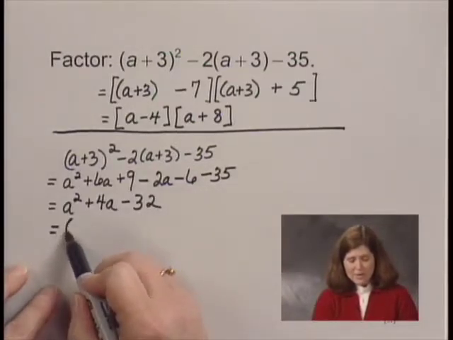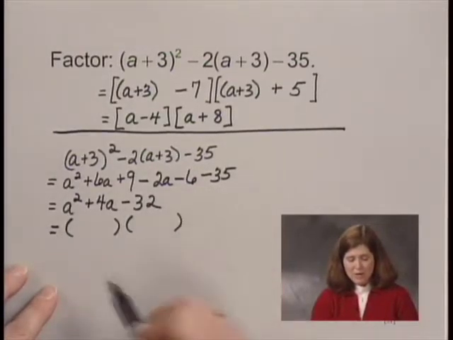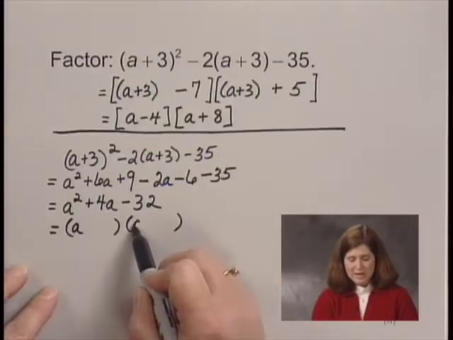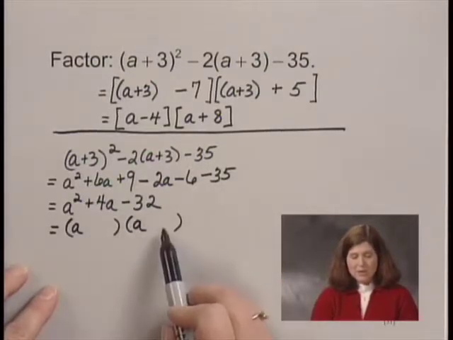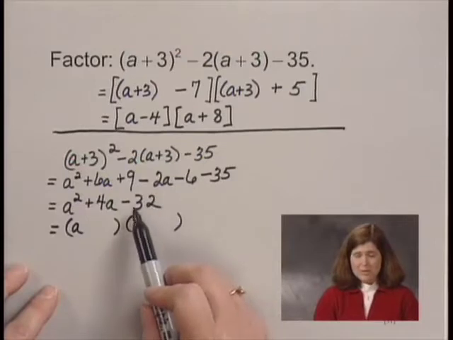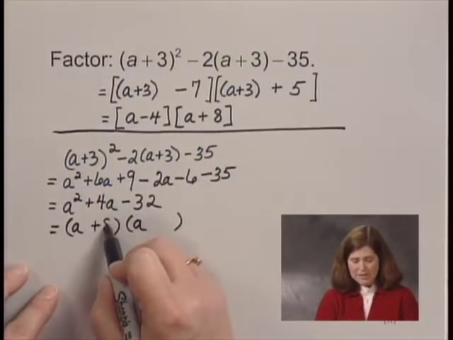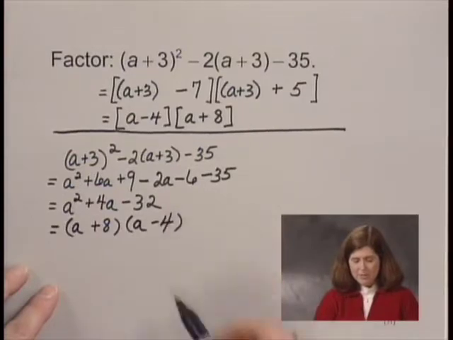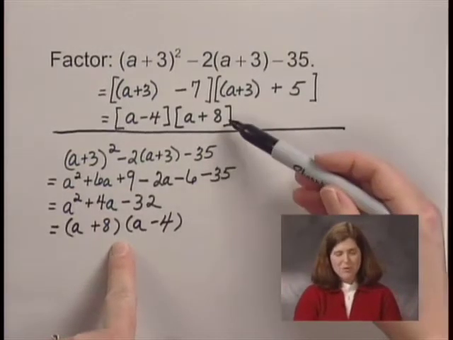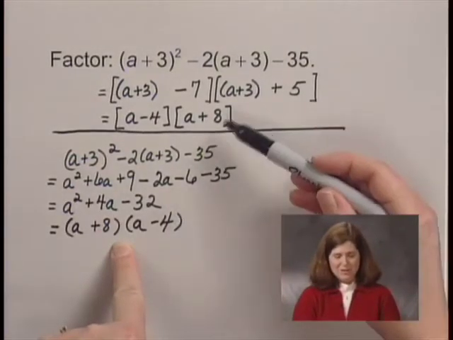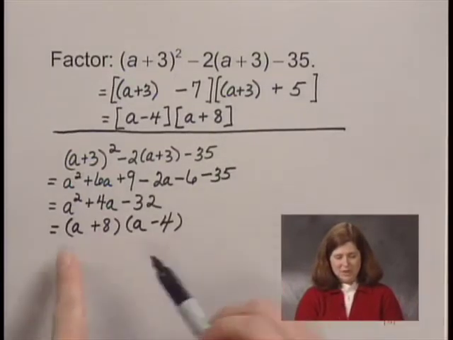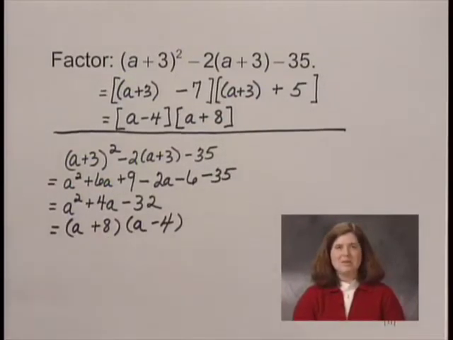I can factor this as a product of two binomials. The first term is a. For the second term, I need two numbers that multiply to negative 32, add to 4. That would be plus 8 and minus 4. Except that I wrote them in a different order, I have the same factorization. So either approach gives me the factorization (a + 8)(a - 4).